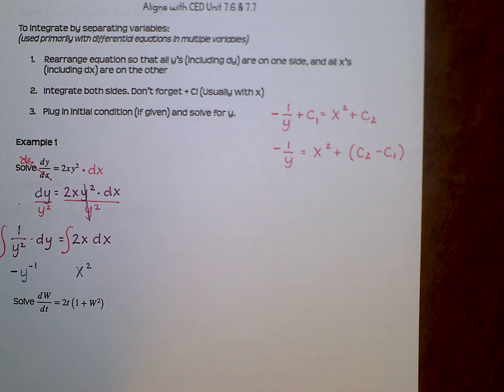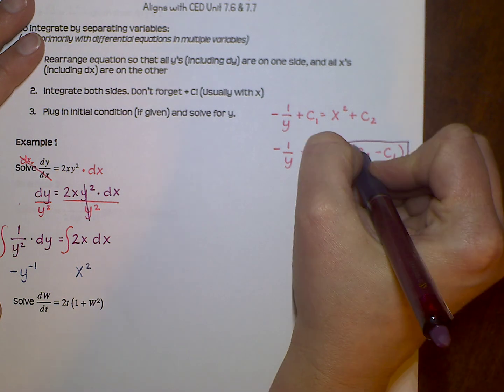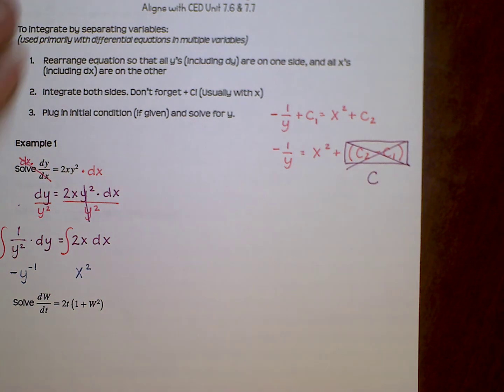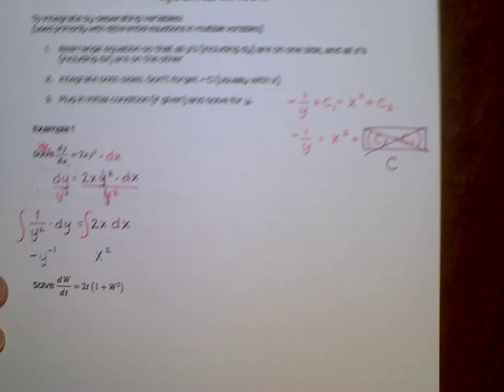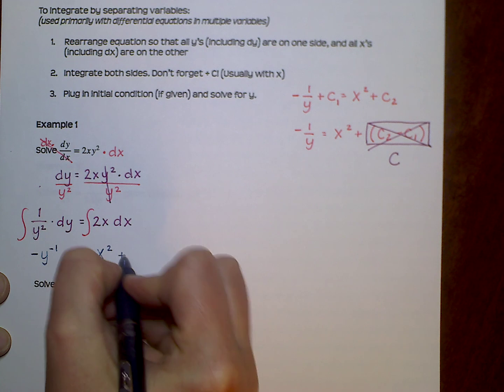So realistically, I can just lump all of this together and call this whole thing some other constant. I'm just going to call this C. So that's why we can get away with only putting it on one side, because essentially we're pretending we already moved all the c's together to one side of the equation. I usually find it easiest, like I said, to put that c on the side with the x.